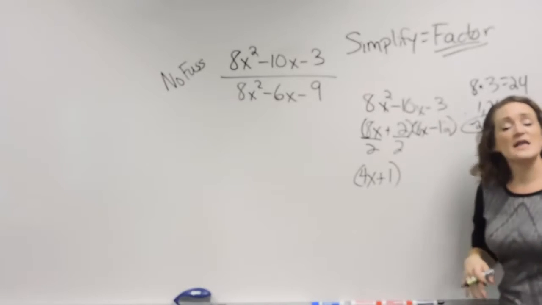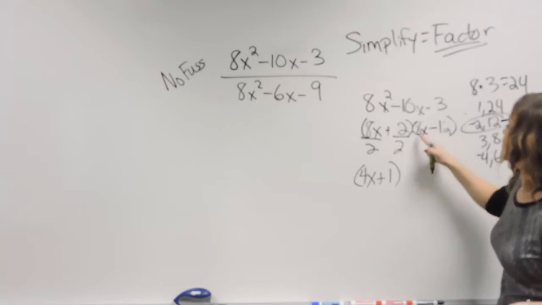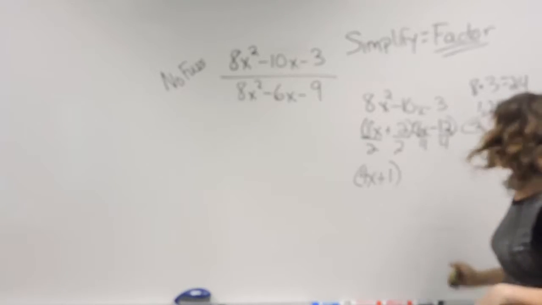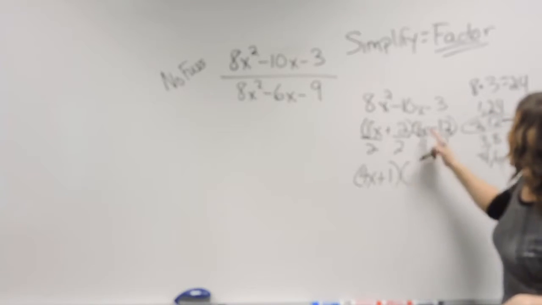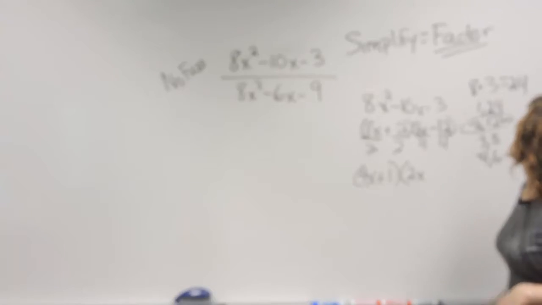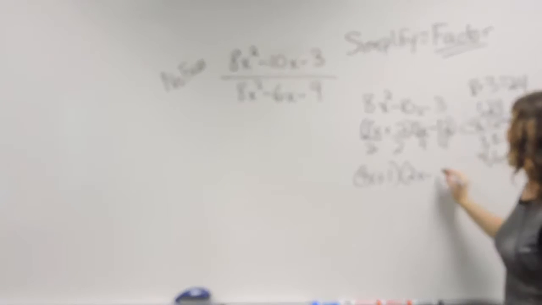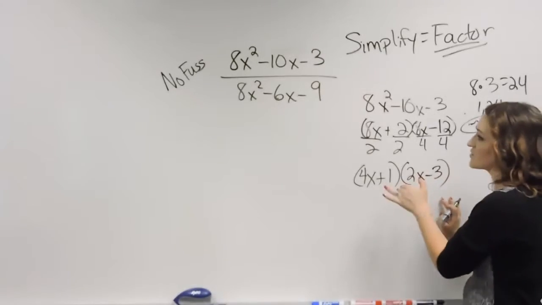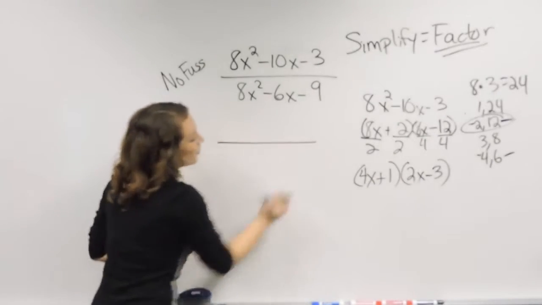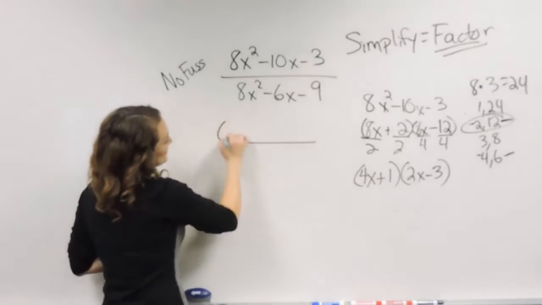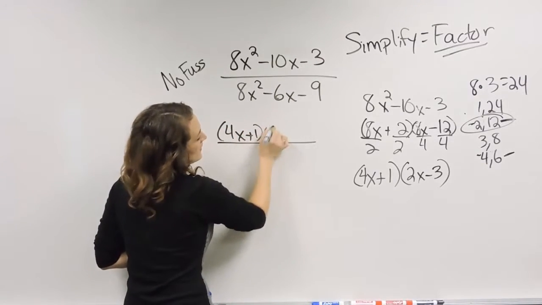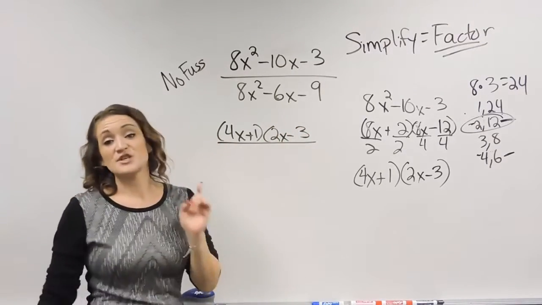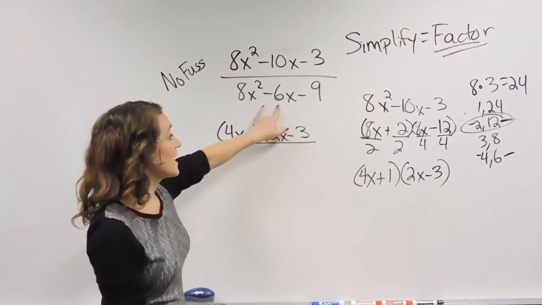Move over to the second factor and see if that can be simplified. Looking at an 8 and a 12, they have a 4 in common, don't they? So let's divide out that 4. 8 divided by 4 is 2. Drop down the x with it. Minus 12 divided by 4 is 3. So this is what I get when I factor the numerator. I'm going to go back over here to my problem and put in 4x plus 1 and 2x minus 3.